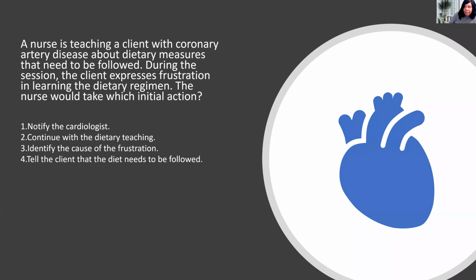So here's a question I have for you. A nurse is teaching a client with coronary artery disease about dietary measures that need to be followed. During the session, the client expresses frustration in learning the dietary regimen. The nurse would take which initial action? Do you need to notify the cardiologist? Do you need to continue with the dietary teaching? Do you need to identify the cause of the frustration? Or should you tell the client that the diet needs to be followed?